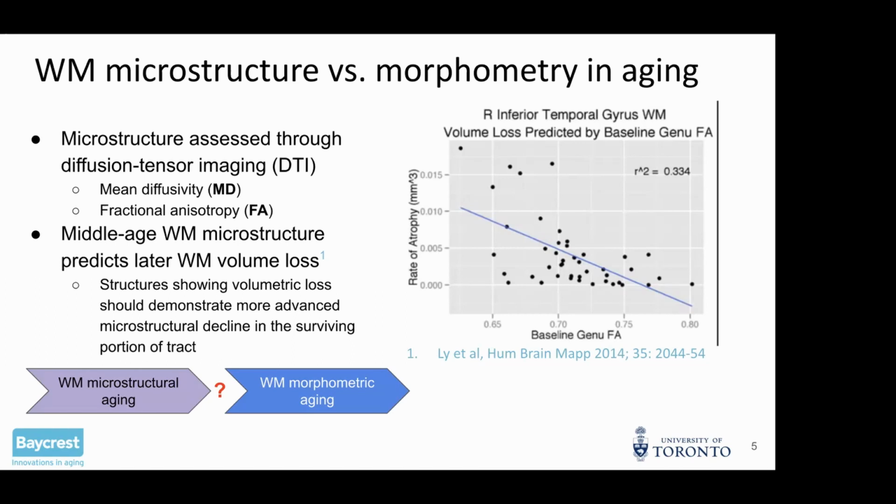So one question that we have is, in a cross-sectional study, for example, would we see in structures that survive that atrophy, so in the tracts that remain, that the tracts that sustain more volume loss also demonstrate more advanced microstructural decline? So that's the first question. That was a natural question for me.